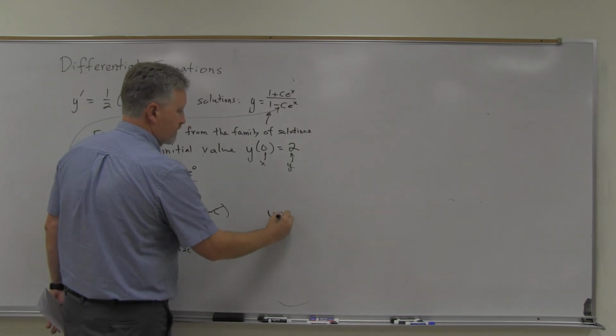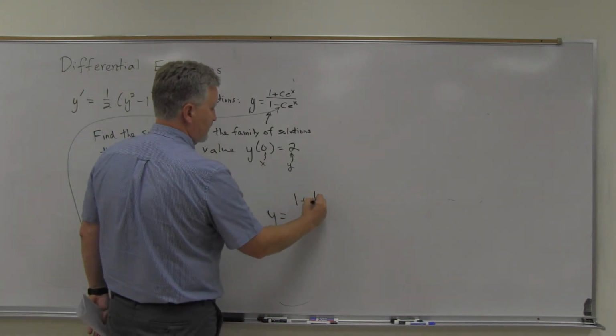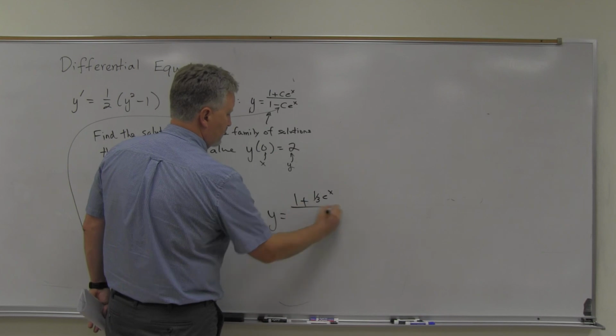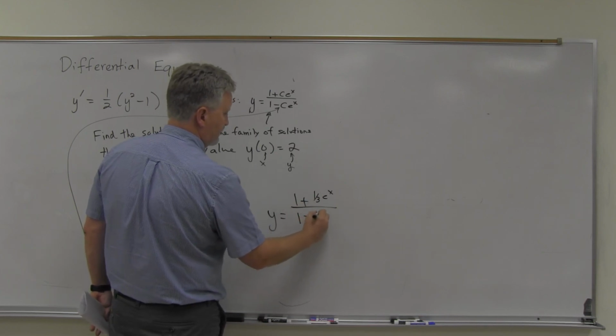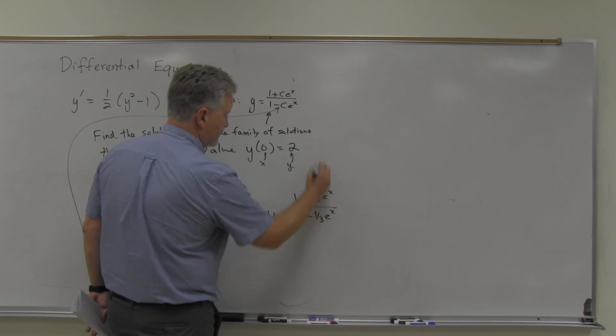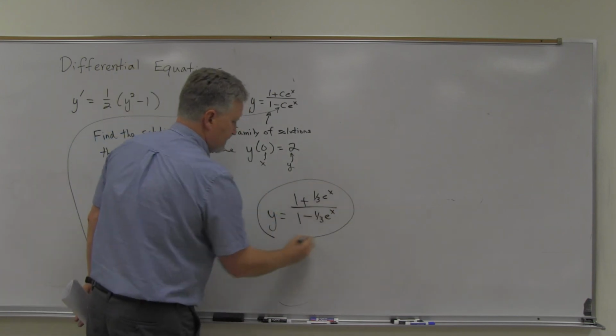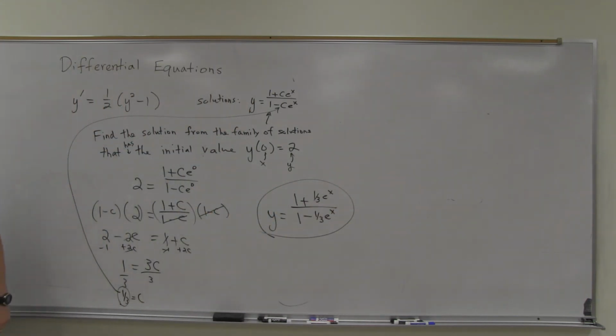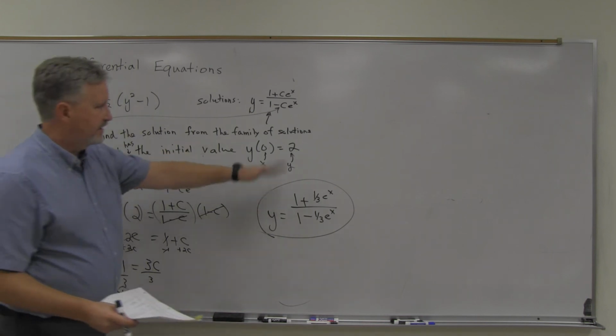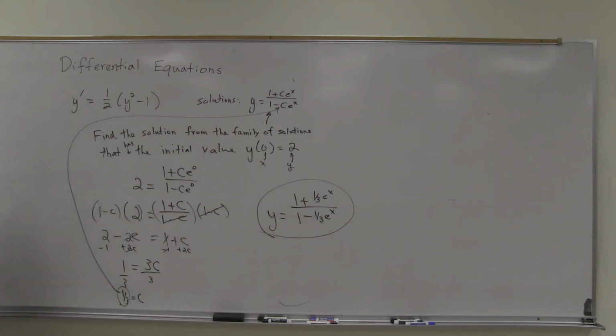So the answer they want is y equals 1 plus 1/3 e to the x over 1 minus 1/3 e to the x. Just plug that c value found back in. So it gives us just that specific solution. We now know what the c value is. It's not infinitely many, it's just 1/3 there. Question?